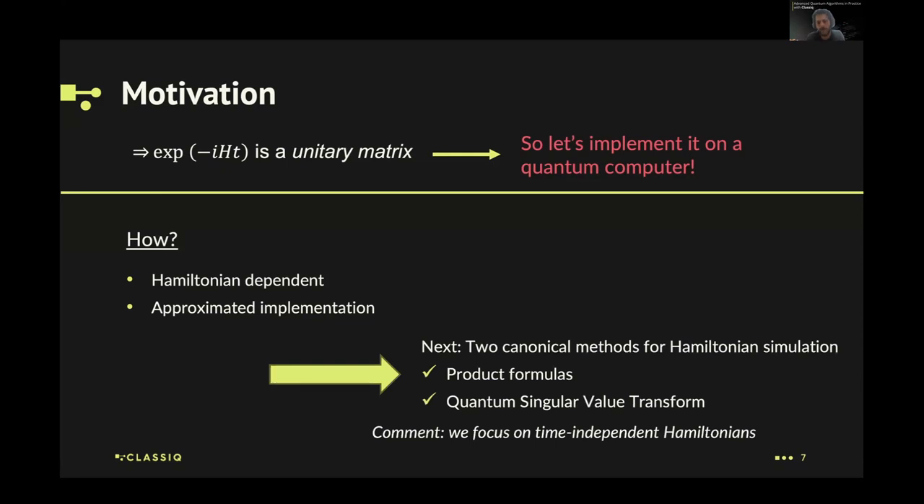And I'm going to show you two canonical ways to do this. One will be with product formulas, and the other one will be with quantum singular value transform. And one general comment throughout my talk: I will talk only about time-independent Hamiltonians, meaning that this matrix H is constant. Of course, in physics, it can also depend on time, but this is beyond the scope of what I will present. But most of the techniques can be generalized to treat time-dependent ones.